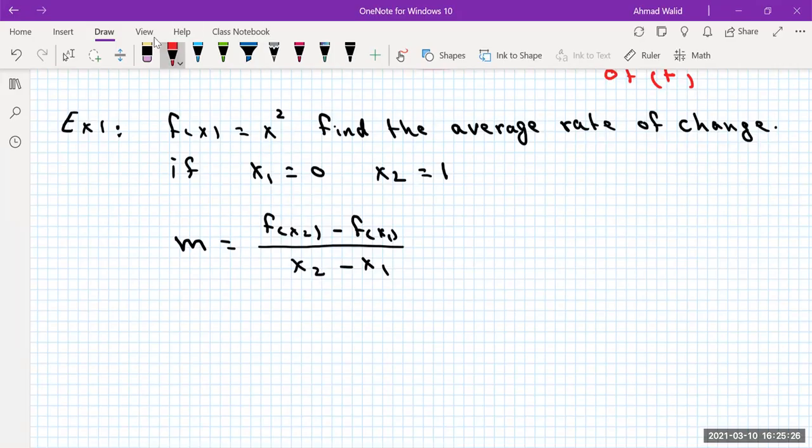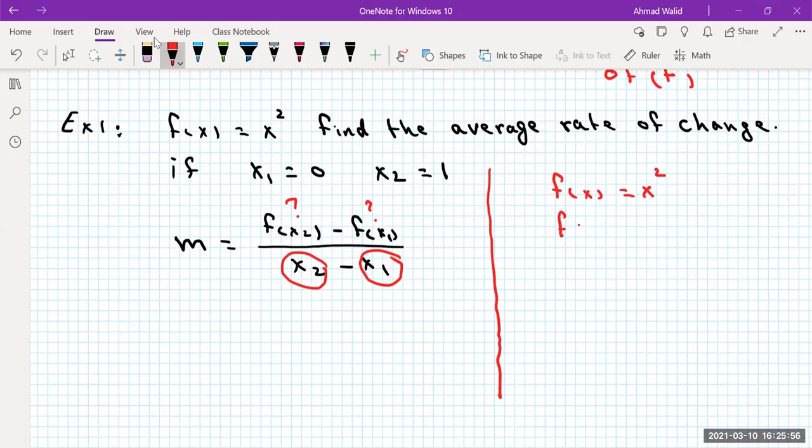I know the value of x2 is given to me. The value of x1 is given to me. The problem is, what is f of x2, how to find f of x2, and how to find f of x1. Look, easy. I'll draw a line here and I'll solve it on the other side. The function is given as f of x equals x squared. If I want to find f of x1, how much is x1? x1 is 0.